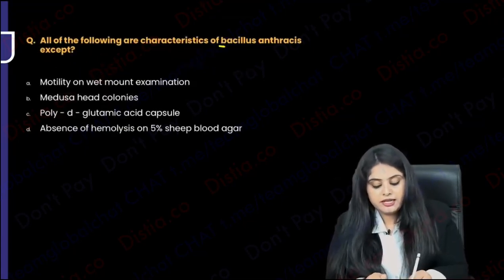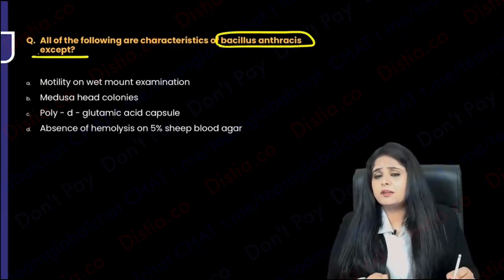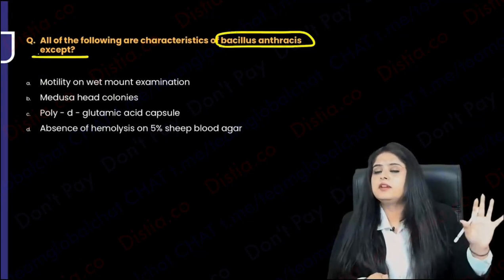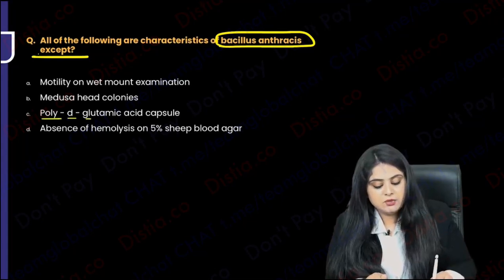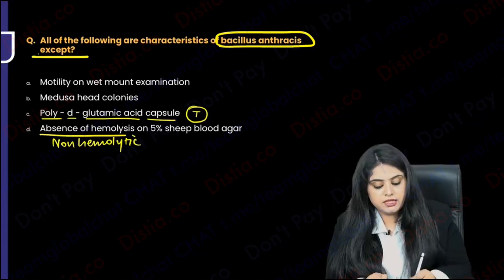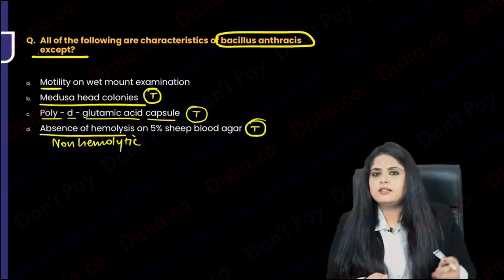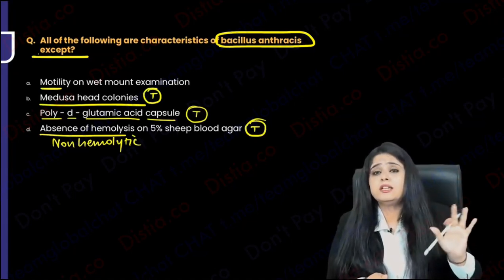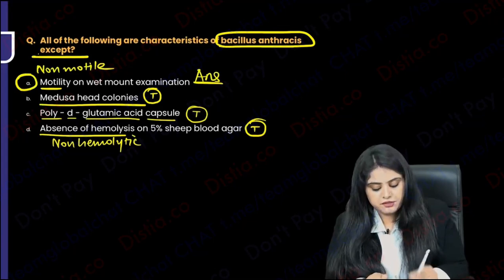All of the following are characteristics of Bacillus anthracis, except. Remember, Bacillus anthracis is something which says, I am not going to break anything. So tell me, does it have a poly-D-glutamic acid capsule? Yes. Is it non-hemolytic? It says, I will not break the blood. Yes, it is non-hemolytic. Correct. Does it have medusa head colonies? Correct. Is it motile? Does it break and run off? No, it doesn't break anything. It is non-motile. That was the rule. So which of the following is the wrong statement over here? The first one.